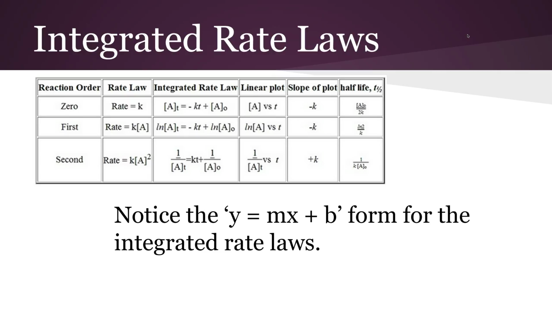When you get a linear plot, that graph is going to be the natural log of the concentration of A versus time. The slope of that is negative k. Remember that k is the rate constant. And so then they'll also ask you for the units for k.